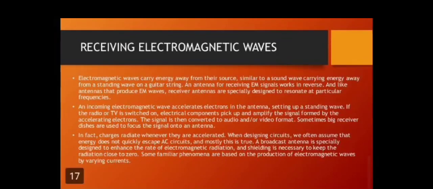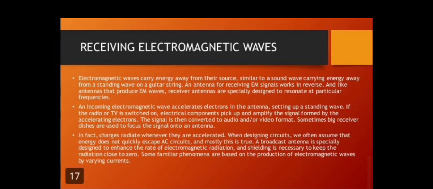Receiving electromagnetic waves. Electromagnetic waves carry energy away from their source, similar to a sound wave carrying energy away from a standing wave on a guitar string. An antenna for receiving electromagnetic signals works in reverse. Unlike antennas that produce electromagnetic waves, receiver antennas are specially designed to resonate at particular frequencies. An incoming electromagnetic wave accelerates electrons in the antenna, setting up a standing wave.